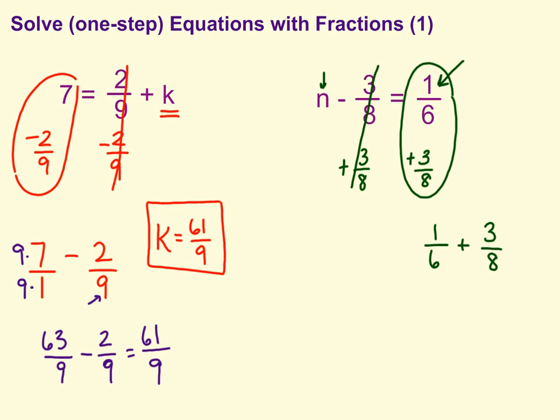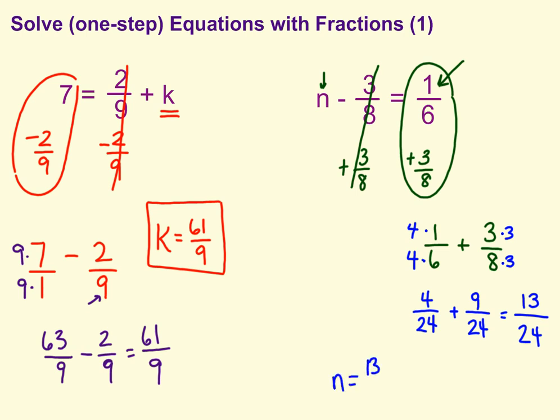To add fractions, you need a common denominator. So you look at your 6 and your 8. The smallest number that they both fit into is going to be 24. We'll multiply 6 times 4 to get it up to 24. So you have 4/24. Plus, we can multiply these by 3. So you have 9/24. Keep your common denominator. And then 4 plus 9 is 13. And 13/24 is not going to reduce, so we have n equals 13/24. And there you go.